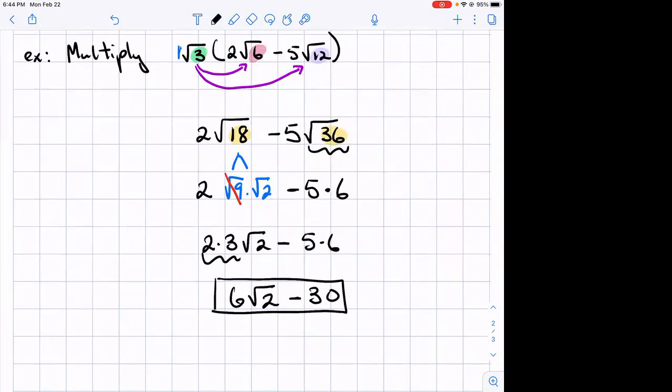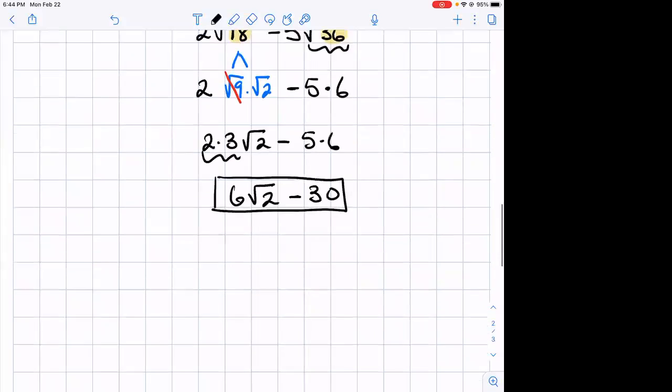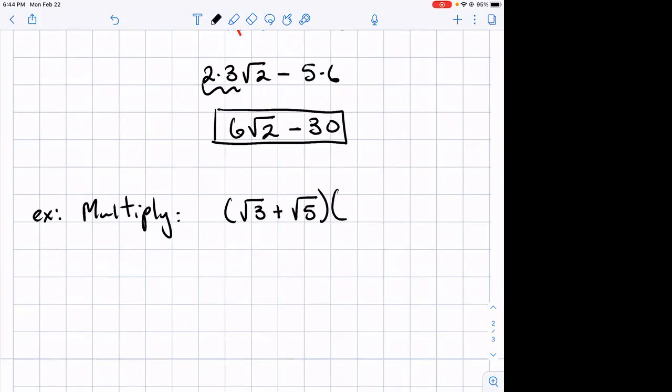So the multiplication process kind of varies from problem to problem, but it's very similar to multiplying polynomials, because here, whatever is outside of the parentheses, we distribute to the inside of the parentheses. Similarly, you will see if I ask you to multiply two binomials, for example, the root of 3 plus the root of 5, that's one binomial, times 4 root 3 minus root 5.